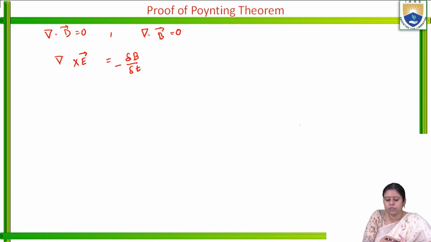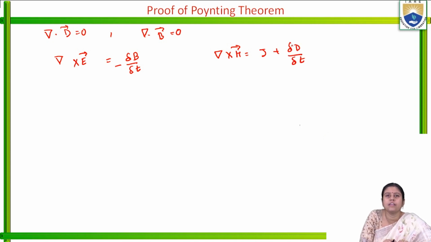Now what will we do? We will take another equation, grad cross H is equal to J plus del D by del T. What is B? B is the magnetic flux density. What is D? D is the electric flux density. Now we are using this equation.